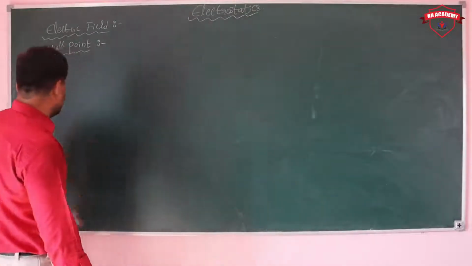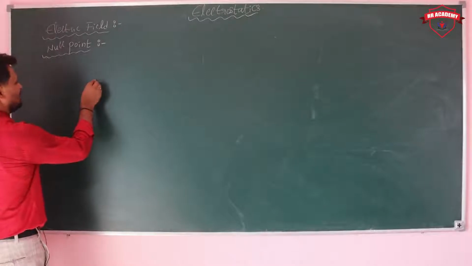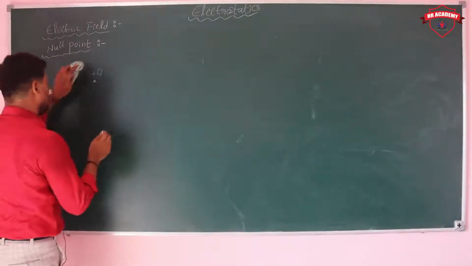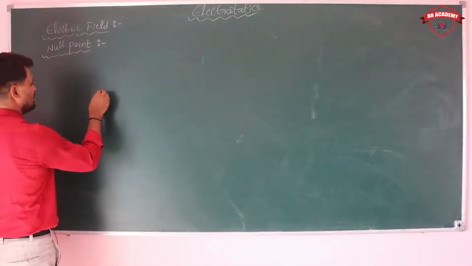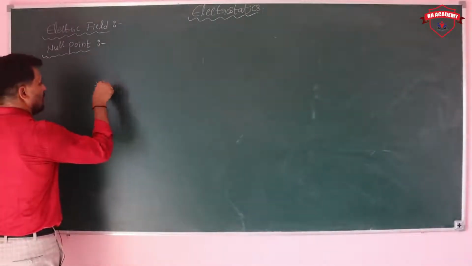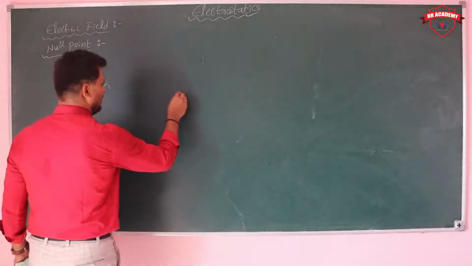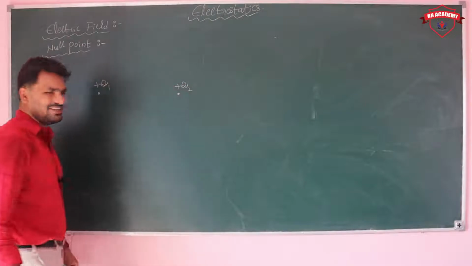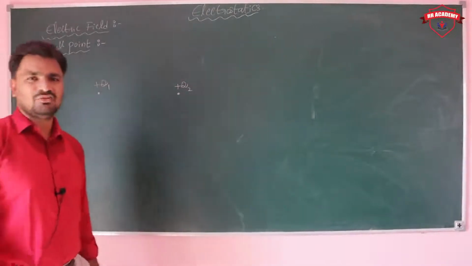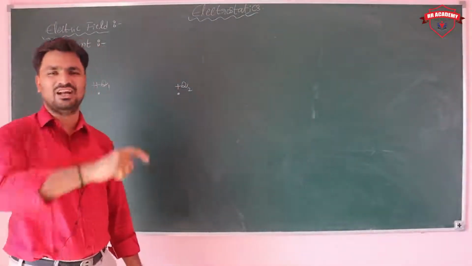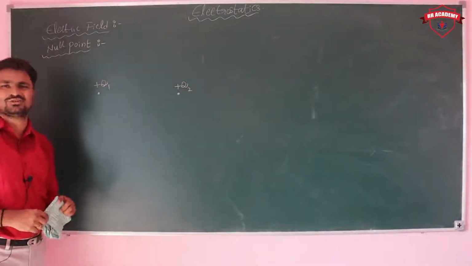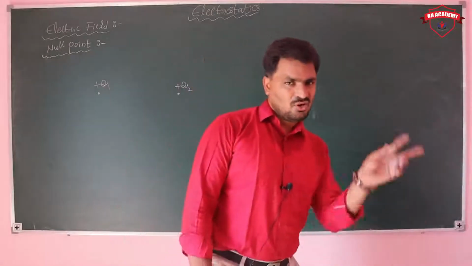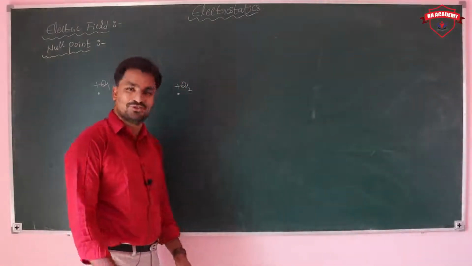See here. In case I am considering two positively charged particles, one is plus Q1 and the other one is plus Q2. At which point does the electric field become zero? That's what we need to identify. One positive, another positive, two positives.